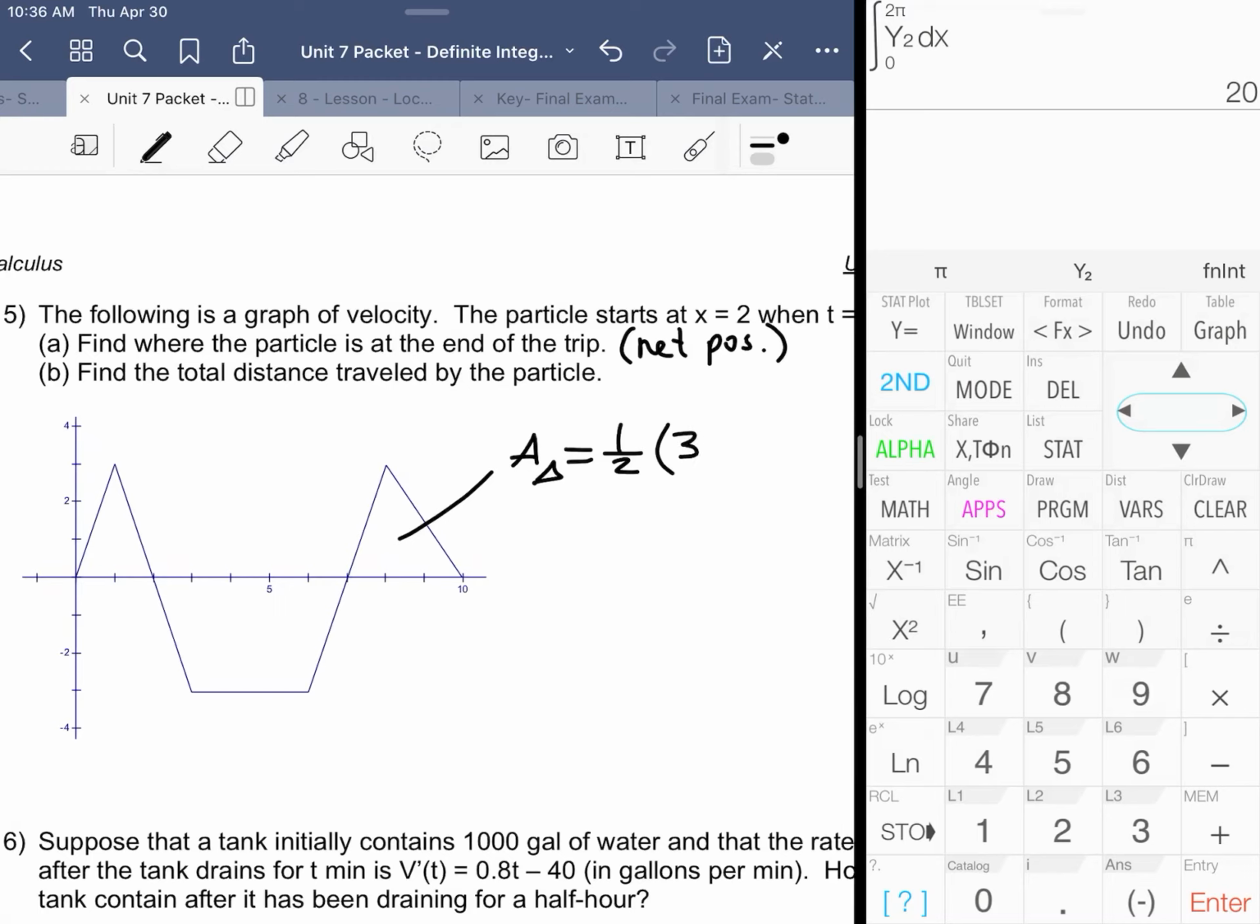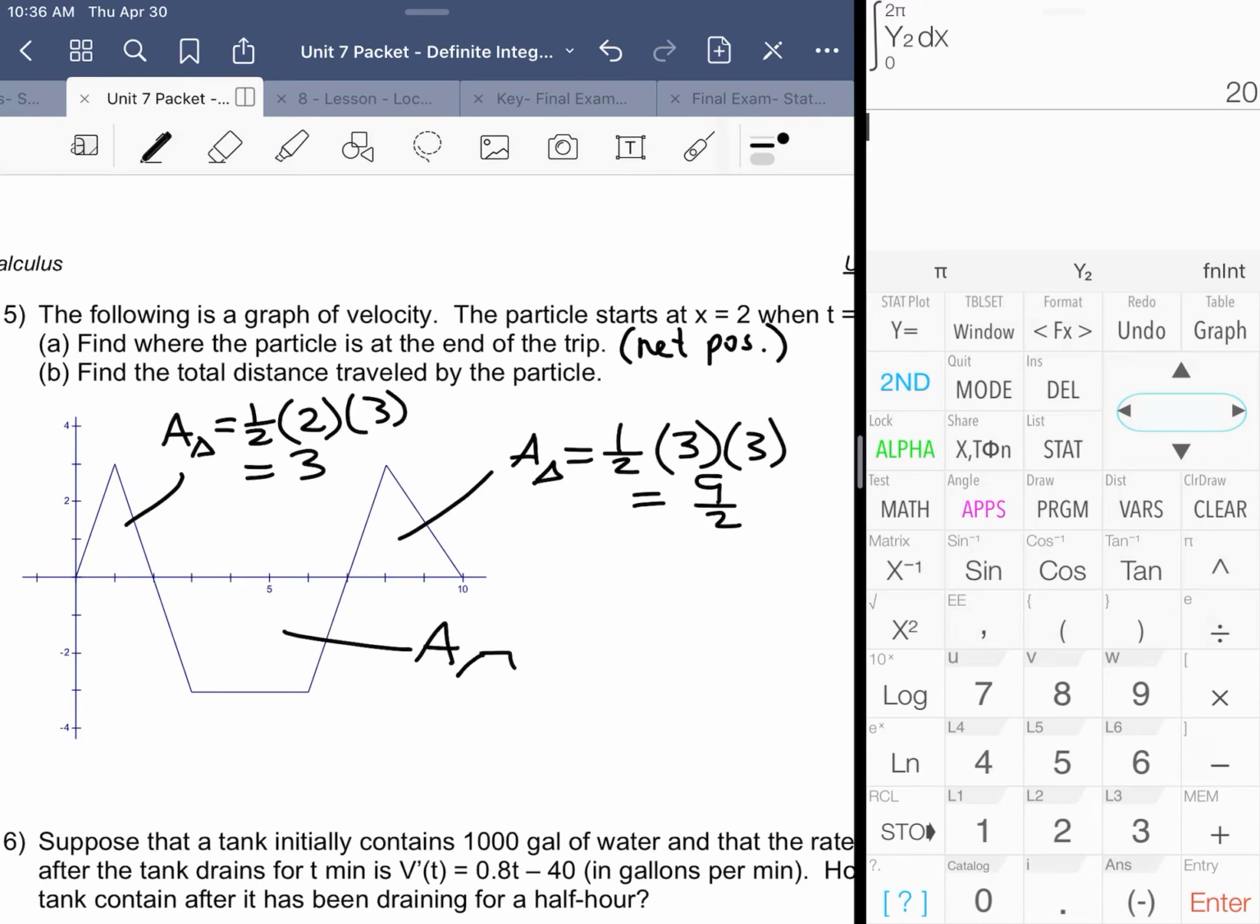I know the area of a triangle is half the base times the height. The base here is 1, 2, 3 units, it's going by ones. The height is also 3. So it's going to give me 9 halves. For the area of this other triangle, half the base of 2 times the height of 3 is going to be equal to 3. Both positive.